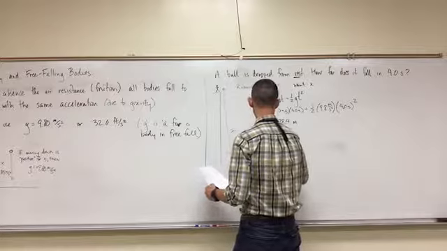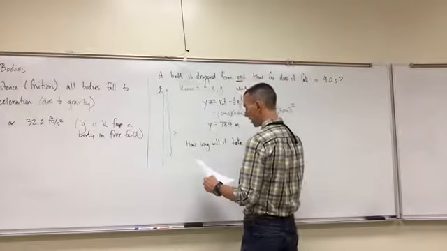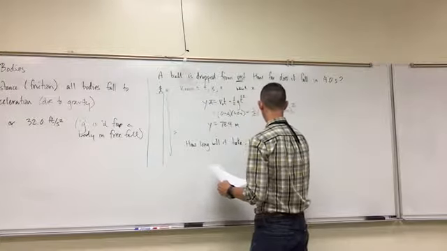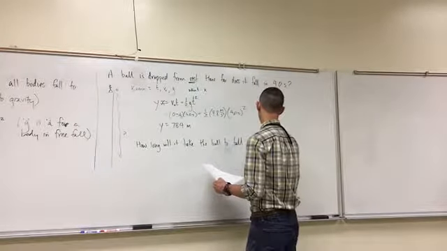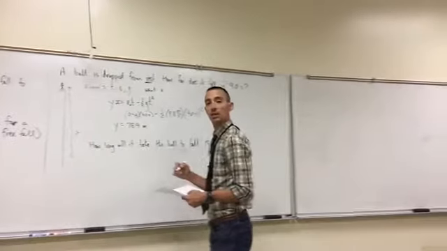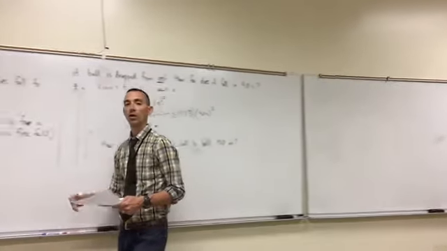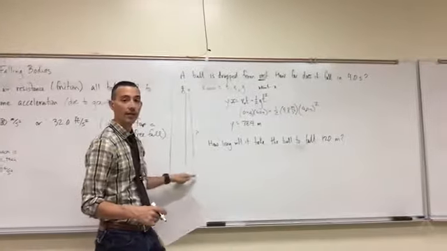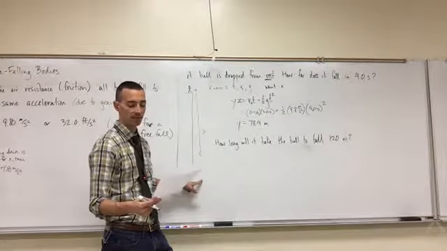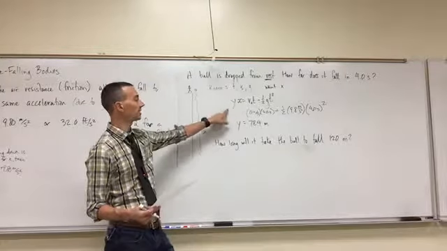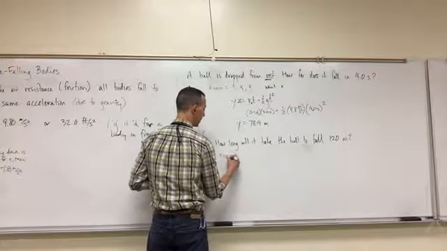How long will it take the ball to fall 120 meters? So if we knew that our cliff was a total of 120 meters tall, how long would it take for the ball to reach the bottom of a 120 meter cliff, or just to fall 120 meters? Okay? We can use the exact same equation now, because now we've swapped out what we know.